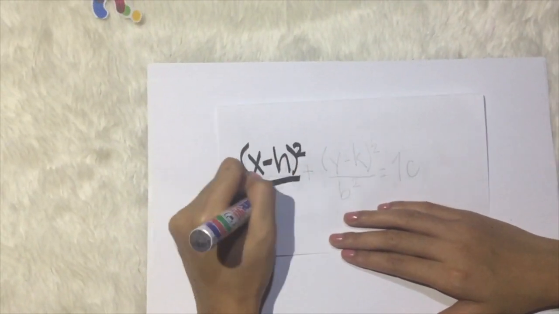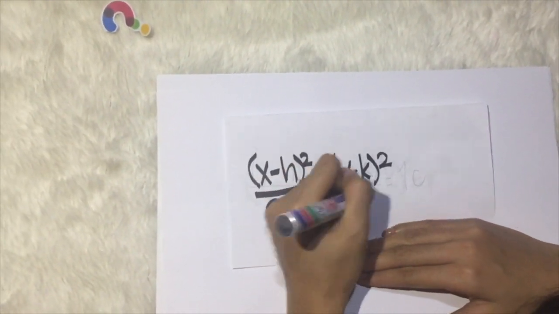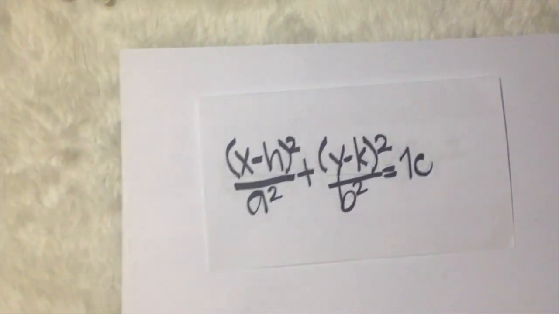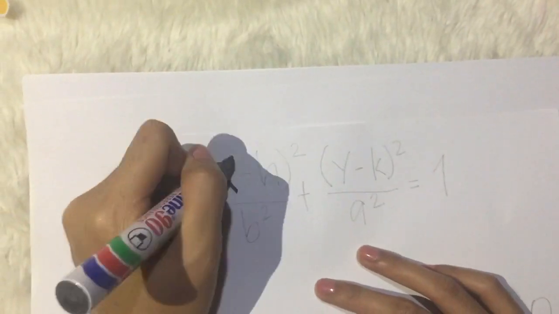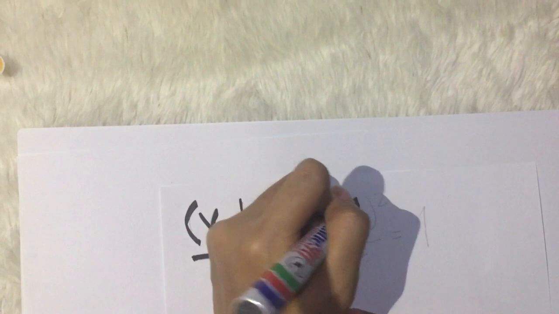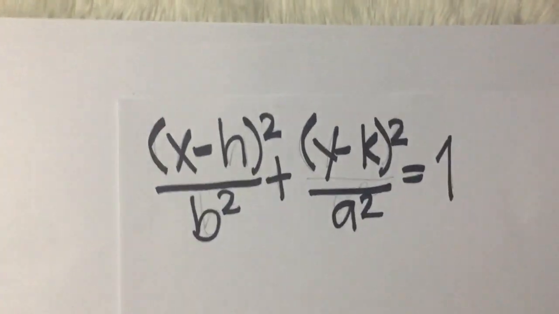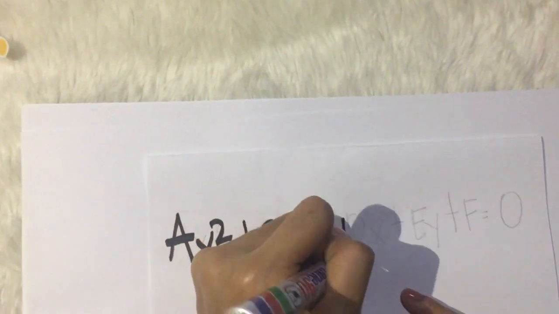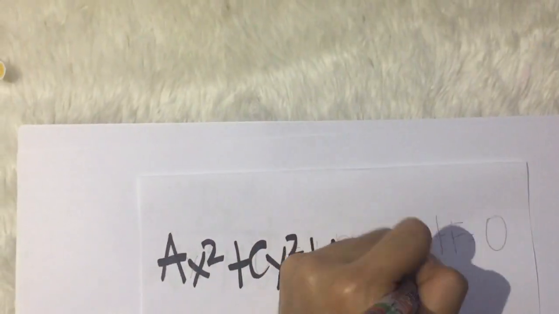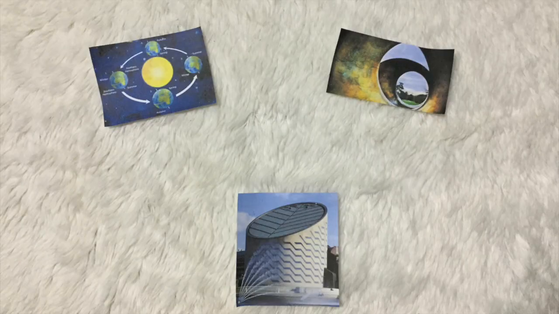For the standard equation, this is for the horizontal axis. And for the vertical axis, for the general formula of an ellipse, here are some examples of ellipse.